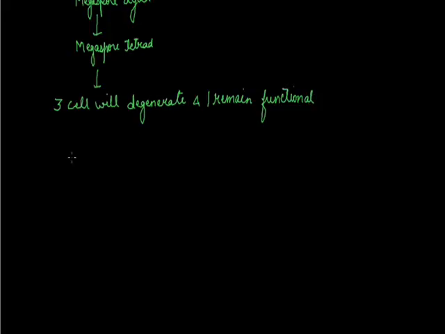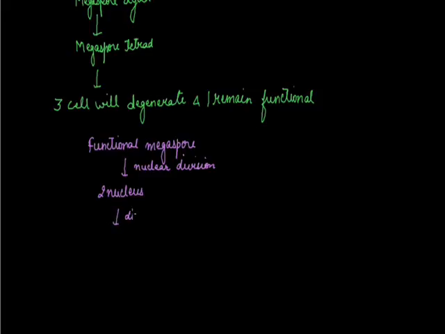Now we are dealing with the functional megaspore. This functional megaspore undergoes nuclear division and forms two nuclei. These two nuclei divide and form 4 nuclei. These 4 nuclei again undergo division and form 8 nuclei. And these 8 nuclei arrange themselves.